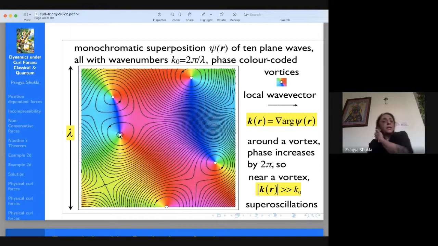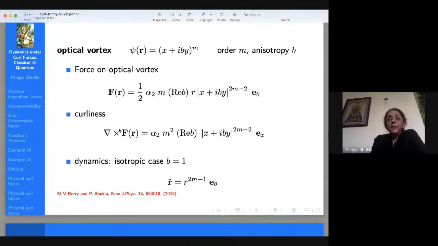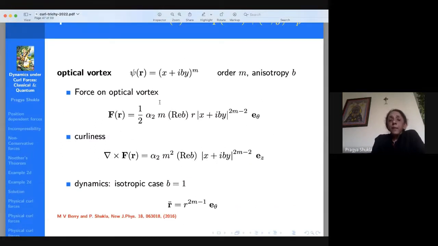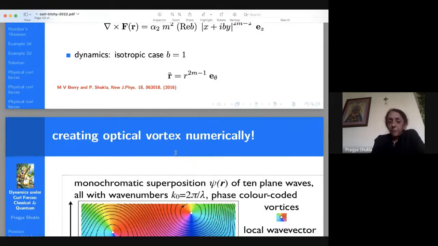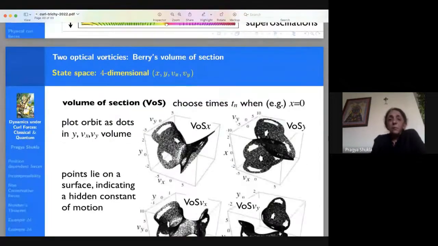And the question now is, if a particle is left in the region nearby, what kind of dynamics is it subjected to? As I already showed you in the previous slide, the force acting on the particle near an optical vortex turns out to be a curl force. The center of mass of the particle follows this equation if the optical vortex is isotropic.